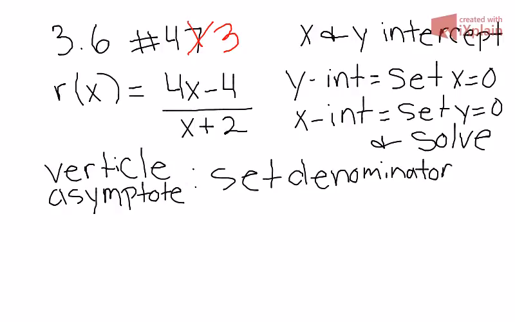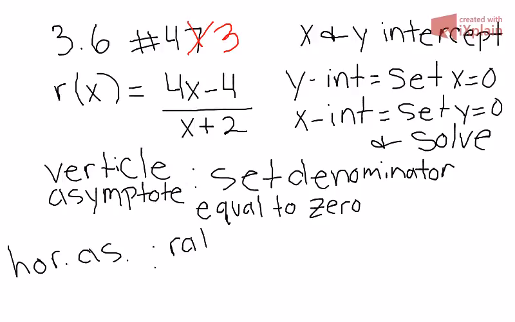So for vertical asymptotes, we literally just set the denominator equal to 0. Sorry for the dogs barking in the background.